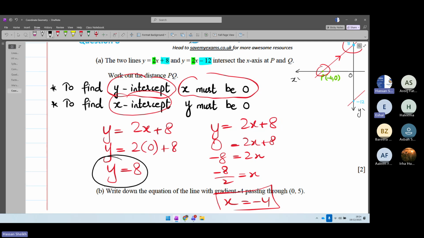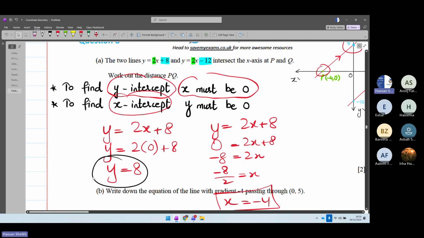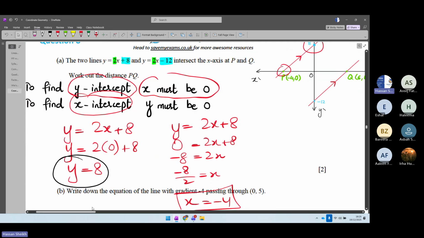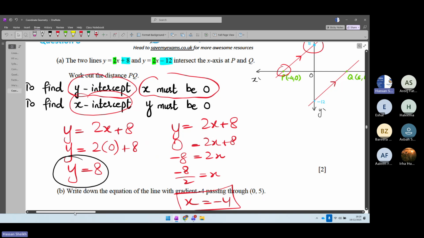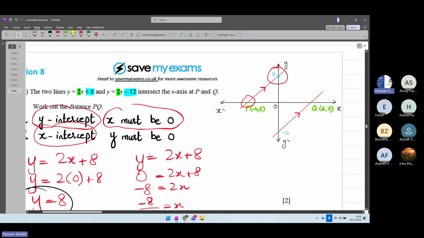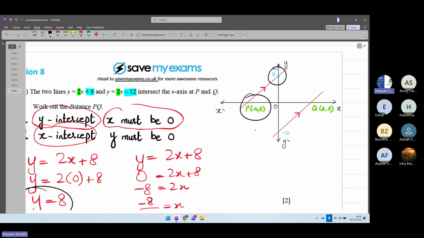Y equals 8, because 2 times 0 is 0, 0 plus 8 is 8. So do you understand that the y-intercept of the first equation is 8? And do you understand how I got the x-intercept by substituting y as 0? So check out the graph of this line. Do you agree that I marked the y-intercept as 8 and I marked the x-intercept as minus 4, comma 0?